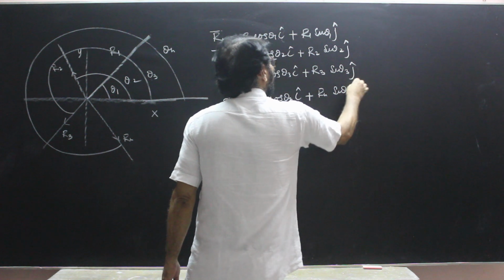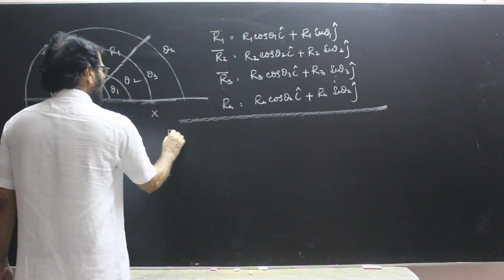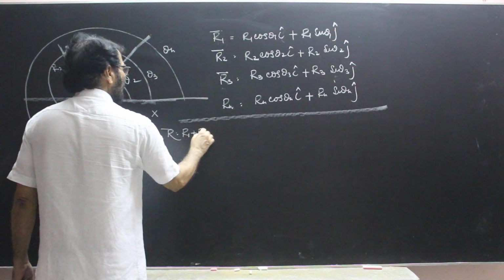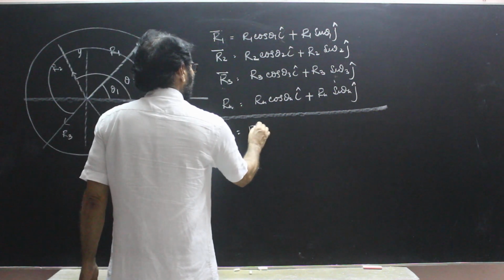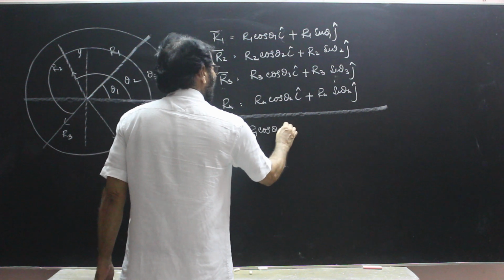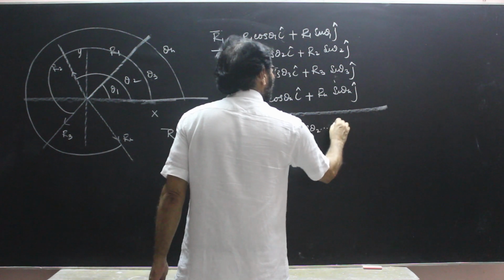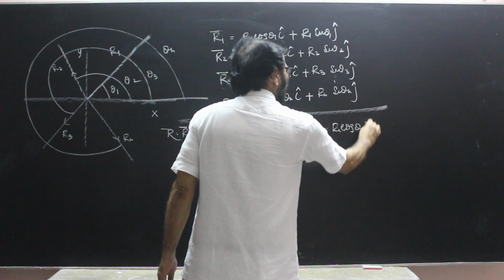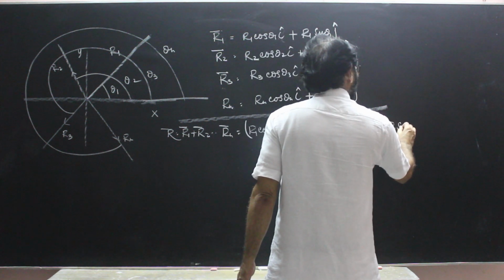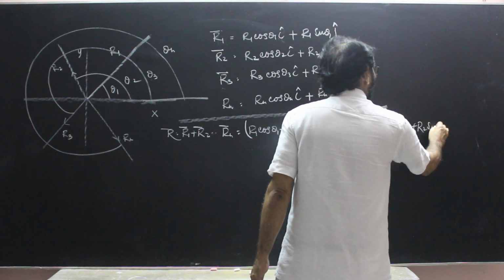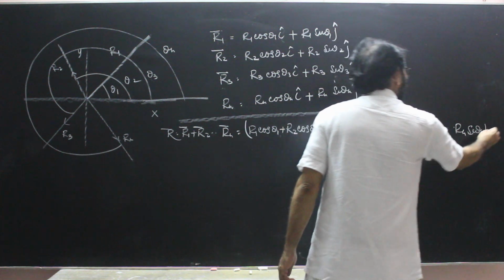And if all the vectors are added, so the resultant R can be written as R1 plus R2 plus Rn, and it is R1 cos theta 1 plus R2 cos theta 2 plus Rn cos theta n i plus R1 sin theta 1 plus R2 sin theta 2 plus Rn sin theta n j.